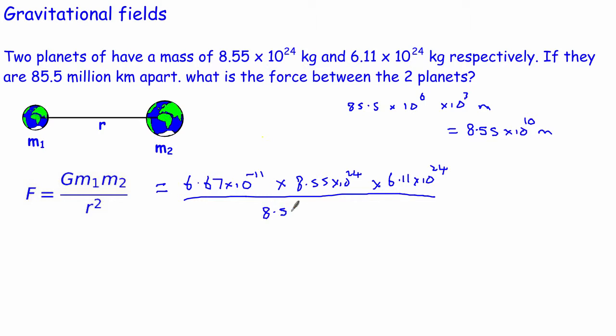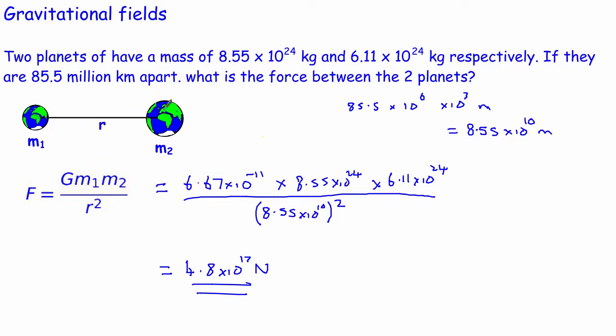So if we pop that into our equation like this, one of the most common errors that people make when they're doing this calculation is to forget the squared bit, so we have to make sure we put the squared bit on, and then it's just a matter of working it out on our calculator. If we multiply those numbers together, divide by this squared, we end up with, to two significant figures, 4.8 times 10 to the 17 newtons. So that's the force that each of these planets feels because of the other one. So that's the force of attraction between these two planets.